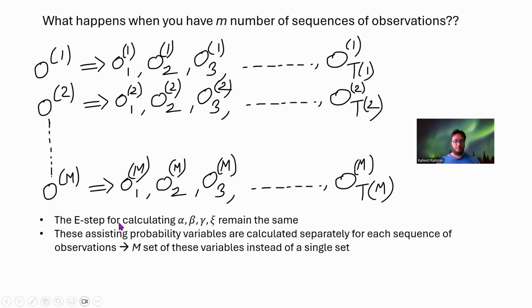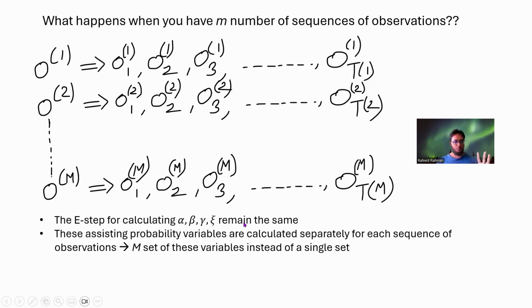Now, the E step for calculating these four parameters remains the same. There is no difference. The only thing is you need to calculate alpha, beta, gamma, and psi for each individual sequence separately. So O1 will have one set of alpha, beta, gamma, psi. O2 will have another set of these, and so on and so forth. So basically, for M sequences, you are going to have M sets of these variables instead of a single set.